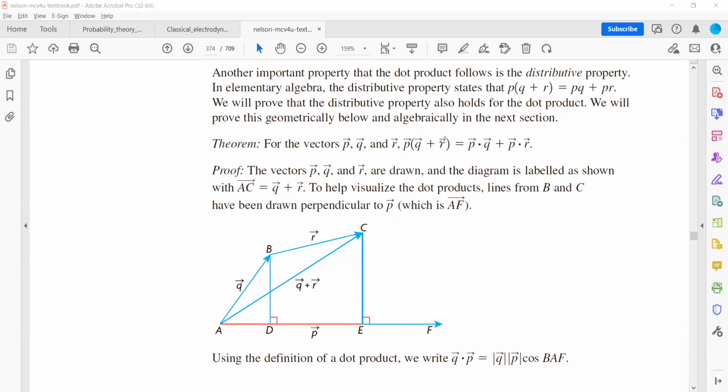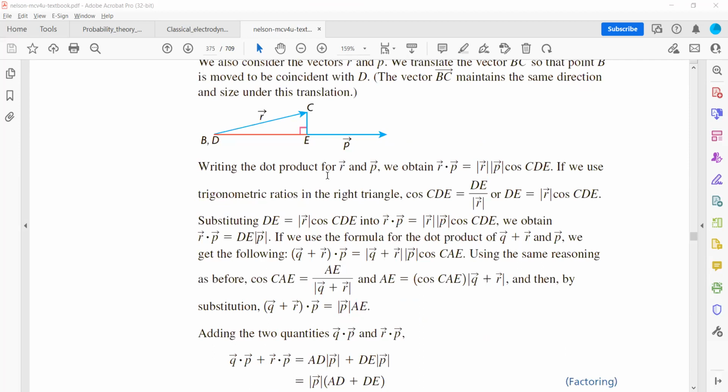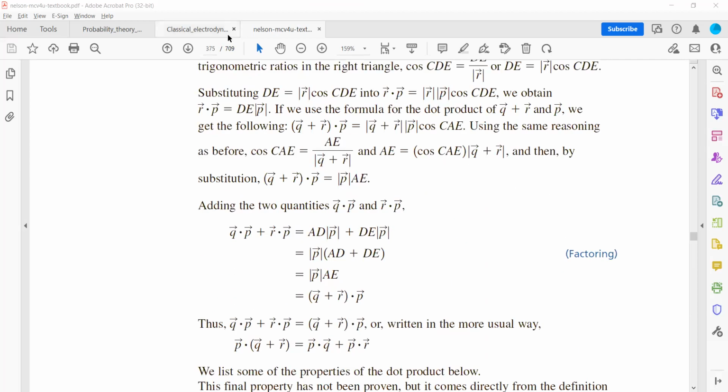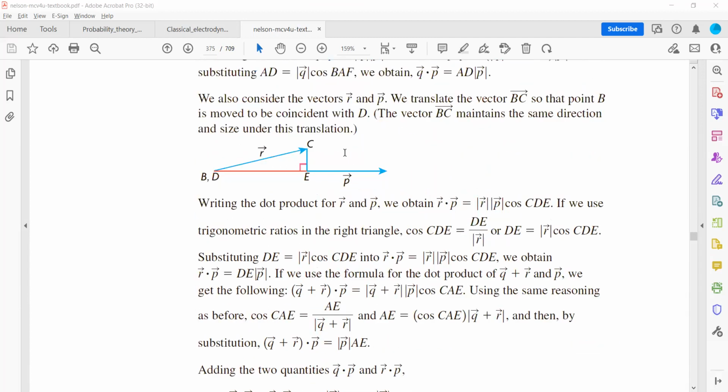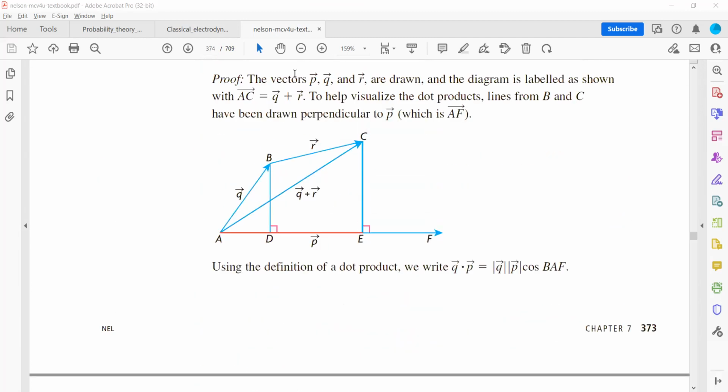I was saying that now we're gonna take a look at the angle between Q plus R and P vector. It's gonna be CAF, right? Let's take a look at what they say in the book. CAF. Yes, this is what they use. So now cosine CAE, but CAE and CAF is the same angle, actually, you see.